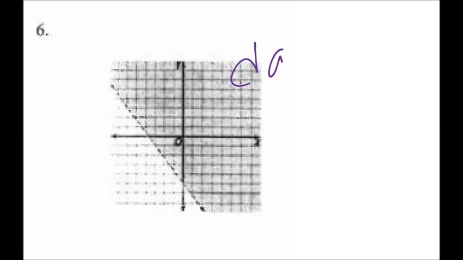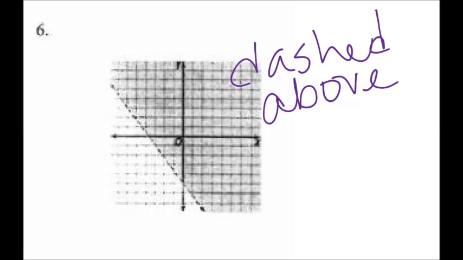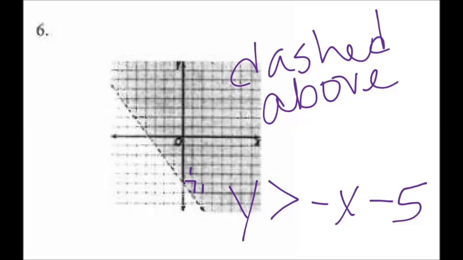This is a dashed line. They shaded above. Means you're going to start out with y is greater than. There's no line because it's dashed. Your y-intercept is a -5, so you have -5 at the end. Find 2 good points. Looks like we went over 1, down 1. So that would be a -x. Y is greater than -x minus 5.